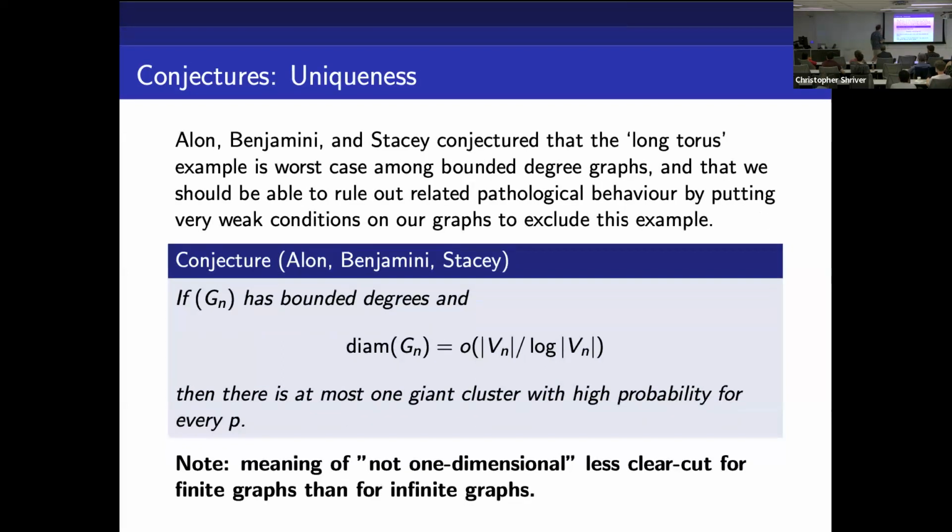They also have a conjecture about uniqueness, which is that if you slightly strengthen this, instead of big O of volume over log volume, you say little o, then you should get uniqueness. In the case of the n by 2 to the n torus, the diameter is precisely volume over log volume, and there we had non-uniqueness. So they're saying if you improve that a little bit, so the diameter is really smaller than the volume over log volume, then you should get uniqueness of the giant cluster. And these are very mild conditions.